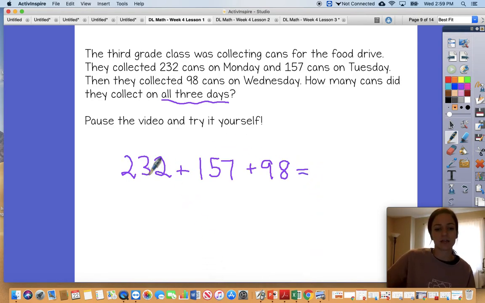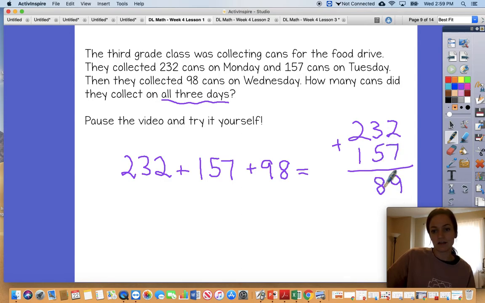So it helps me, I need to stack these on top of each other, okay? So I'm going to do 232 plus 157 first. And some of you want to maybe add all 3 at the same time. That's okay. If you found your answer that way, that's fine. But some of you maybe aren't quite there yet, so we'll just do one at a time. 232 plus 157. 7 plus 2 is 9. 30 plus 50 is 80. And 200 plus 100 is 300.